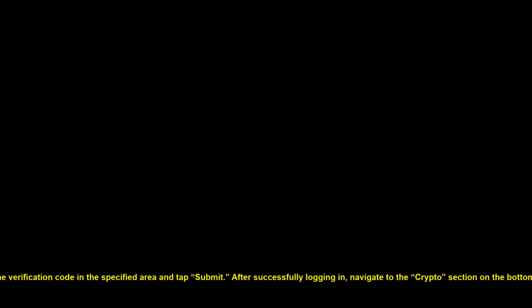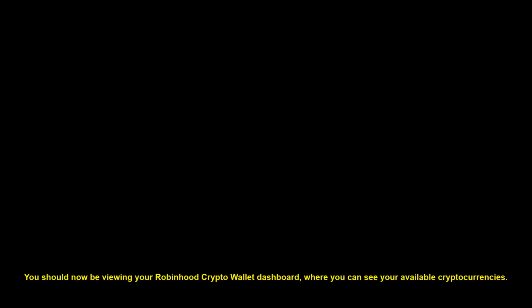After successfully logging in, navigate to the Crypto section. From there, select Wallet to access your crypto holdings. You should now be viewing your Robinhood Crypto Wallet dashboard, where you can see your available cryptocurrencies. Take a moment to familiarize yourself with the interface.